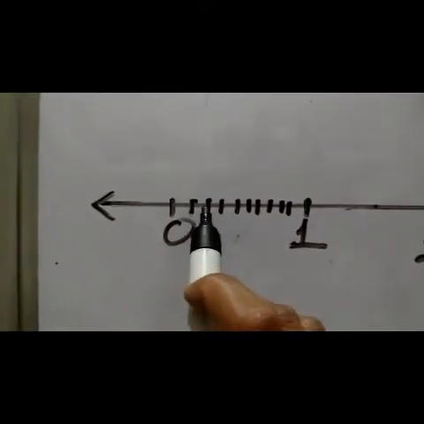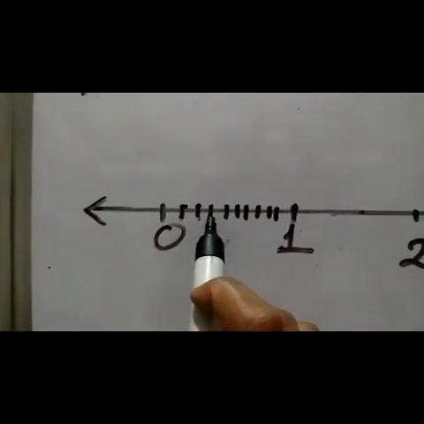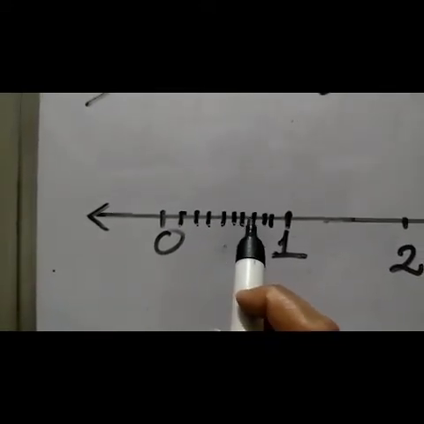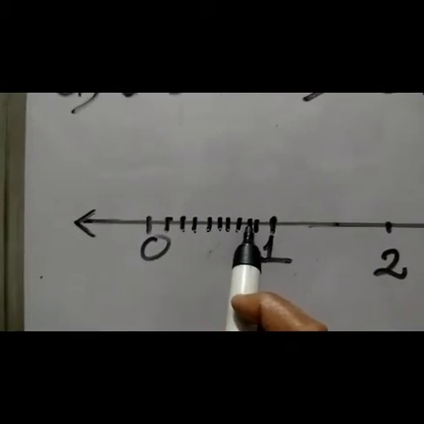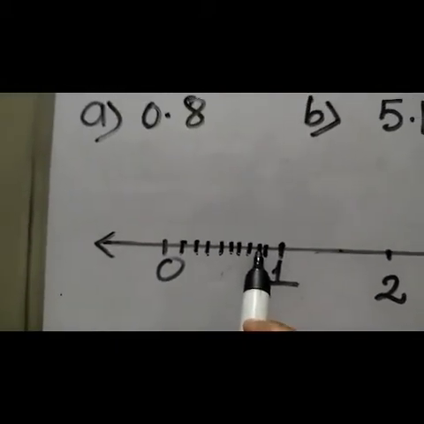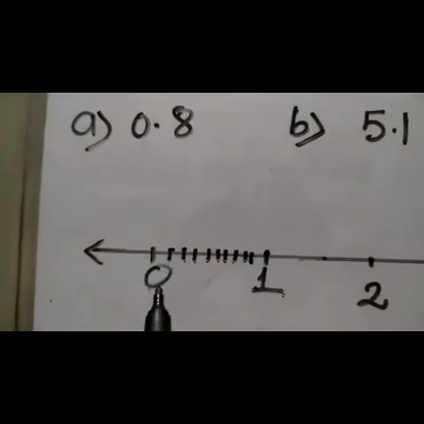All these lines are equidistant from each other. The distance between any two small lines is 0.1. So this line will represent 0.1, this will represent 0.2, this will represent 0.3, this will represent 0.4, this is 0.5, 0.6, 0.7 and 0.8. This line will represent 0.8. It means the decimal number 0.8 lies between which two whole numbers? 0 and 1. And out of 0 and 1, which whole number is nearer to 0.8? 1 is nearer to 0.8, right?